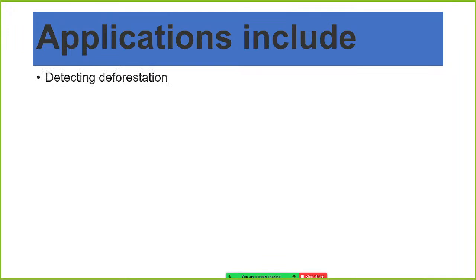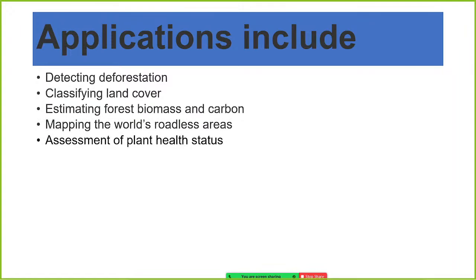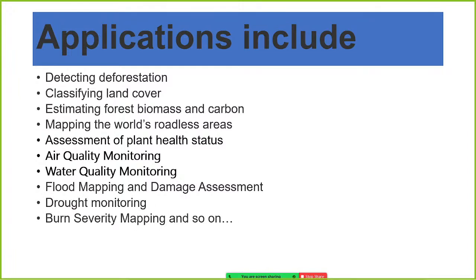So first of all, you can easily detect deforestation, classify land cover, estimate forest biomass and carbon, map the world's roadless areas, assess plant health status, monitor air quality, monitor water quality, do flood mapping and damage assessment, drought monitoring, burn severity mapping and so on. You can do these applications very quickly and efficiently using this platform. And you can also do land surface temperature monitoring. Actually it has a lot of applications available, I just included some applications here.